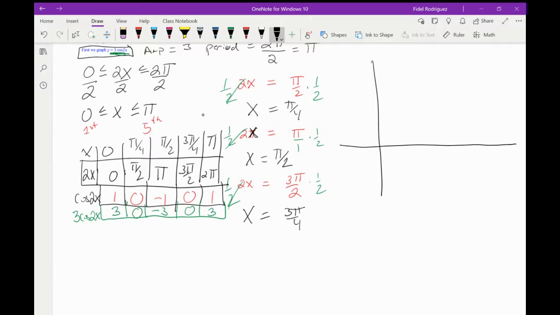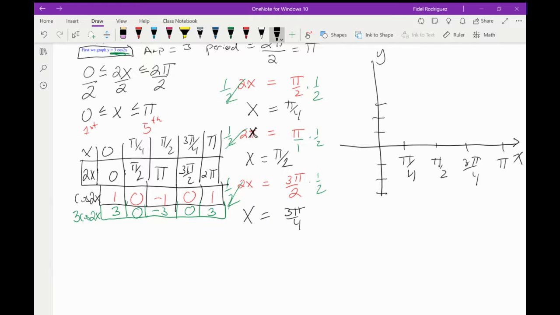Okay. So what I want to do now is I'm going to make a chart. It's going to look like this. Here's my x. Here's my y. My x values go from 0 to pi over 4, pi over 2, 3 pi over 4, and pi. My y values are going to vary between 3 and negative 3. So I'm going to go like this: 1, 2, 3, 1, 2, 3.